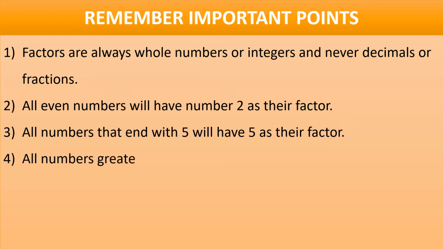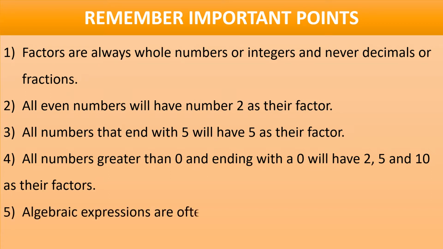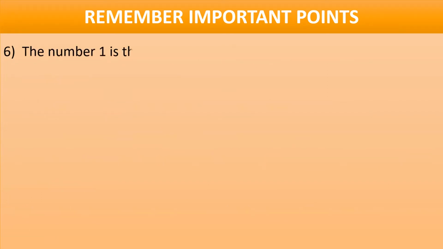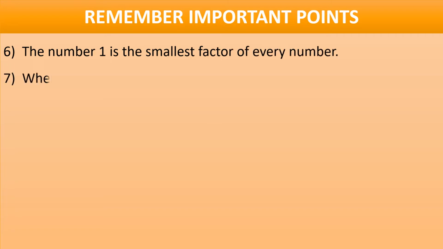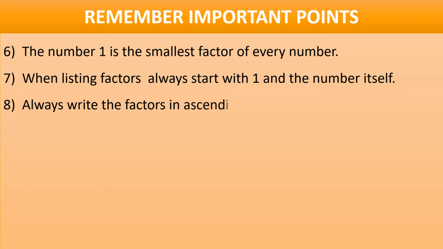Number 4. All numbers greater than 0 and ending with a 0 will have 2, 5 and 10 as their factors. Number 5. Algebraic expressions are often solved or simplified through factoring. Number 6. The number 1 is the smallest factor of every number. Number 7. When listing factors, always start with 1 and the number itself. Number 8. Always write the factors in ascending order.